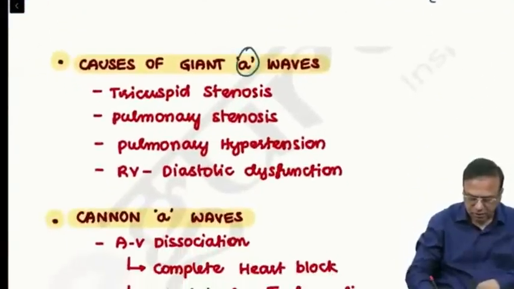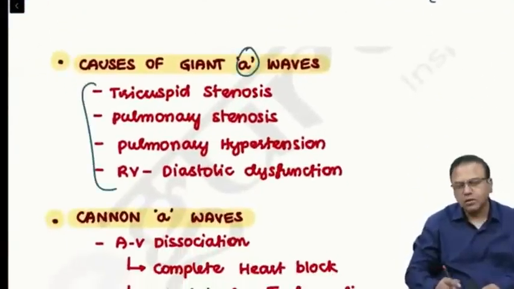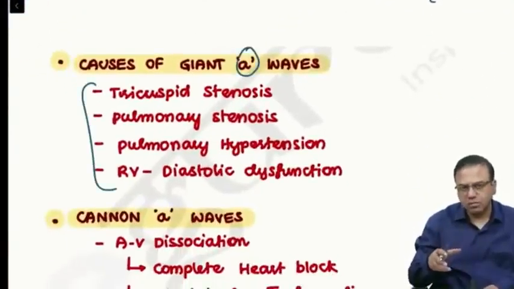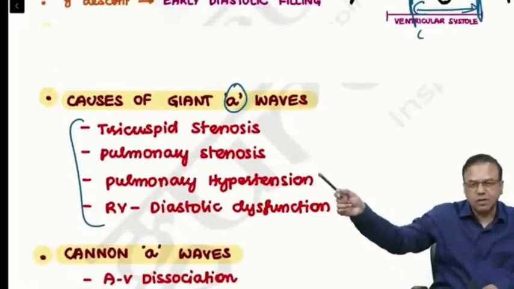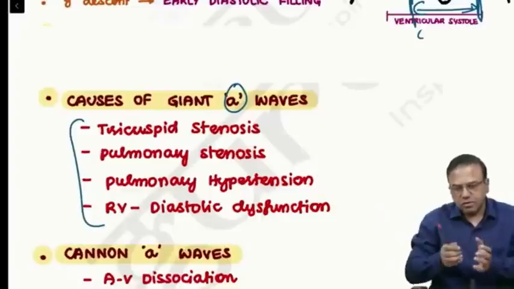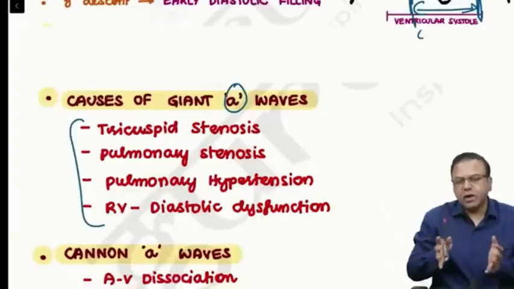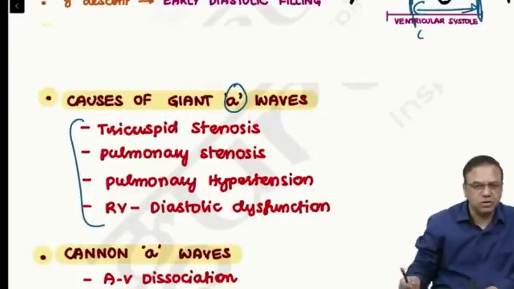Causes of giant A waves are any blockage downstream of right atrium will cause the A to become tall. So tricuspid stenosis, pulmonary hypertension. When atria contracts, ventricle should stretch and relax. If it is unable to collect the blood, then also you get giant A wave.